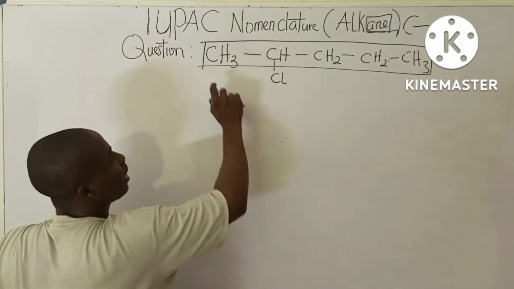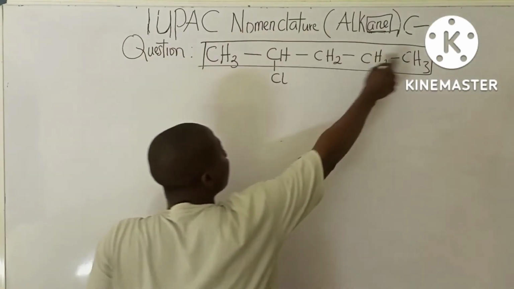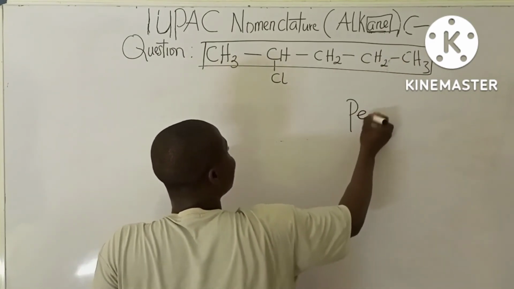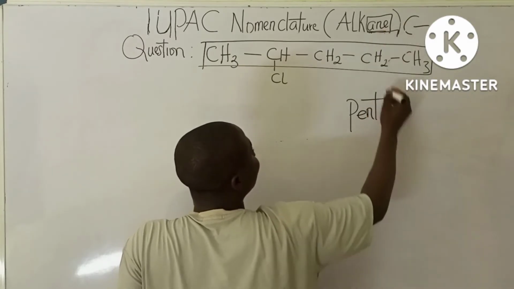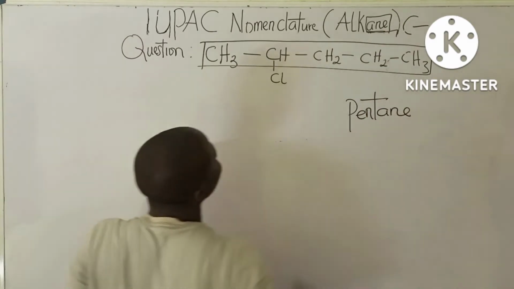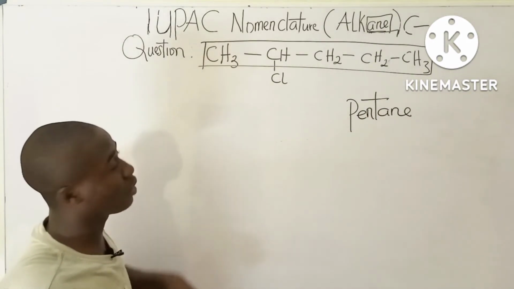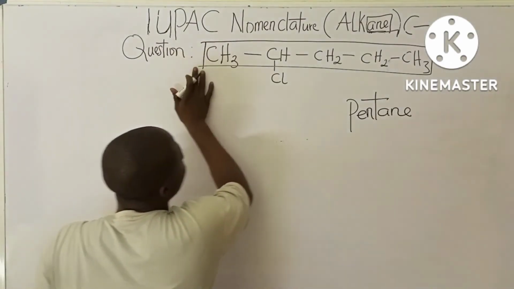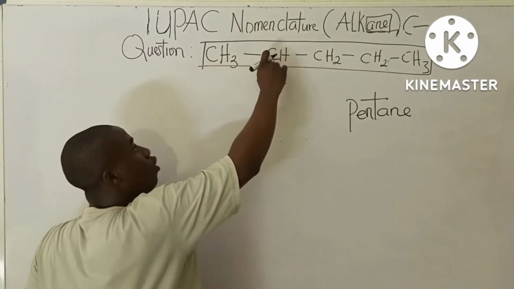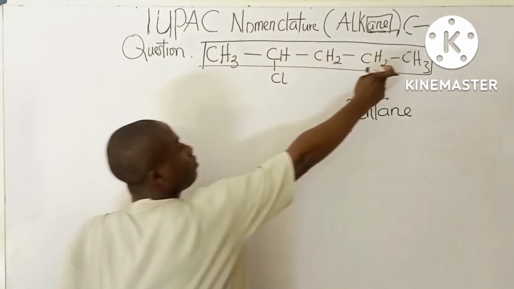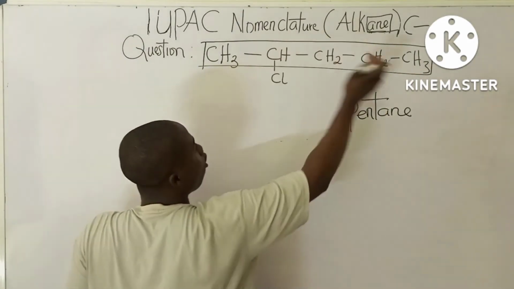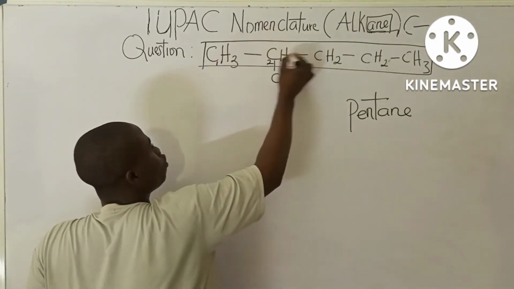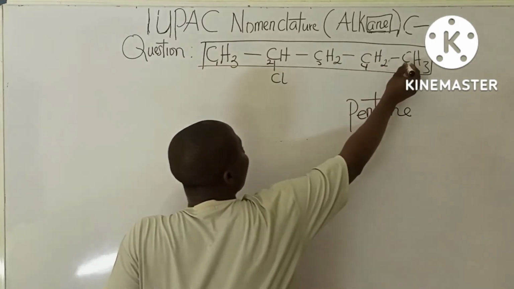After doing that, you are to name the longest continuous carbon chain. Now, how many carbons are we having here? 1, 2, 3, 4, 5. So it means that the parent name will be pent, and since it is an alkane, it becomes pentane. Now, let's number the longest continuous carbon chain. So numbering from this direction, we are having 2 for the chloro group, and numbering from this direction, I think we'll be having 4, because 1, 2, 3, 4. So let's count from this direction: 1, 2, 3, 4, and 5.